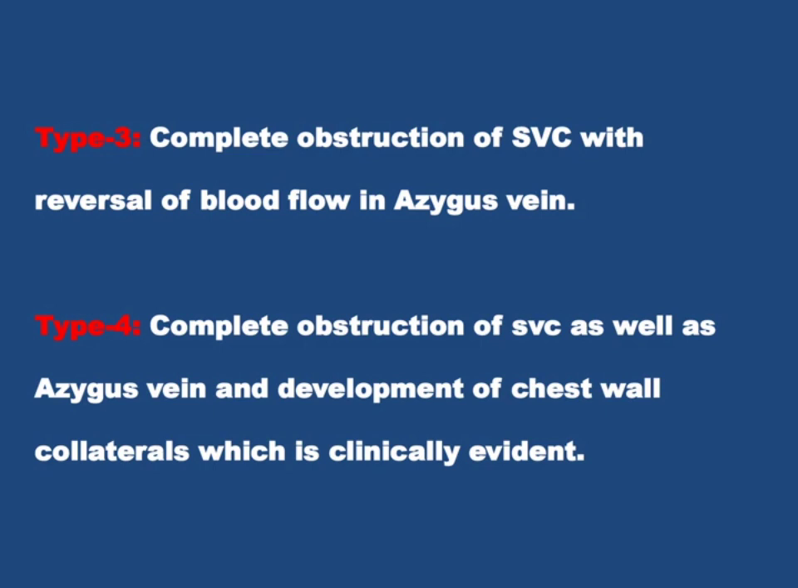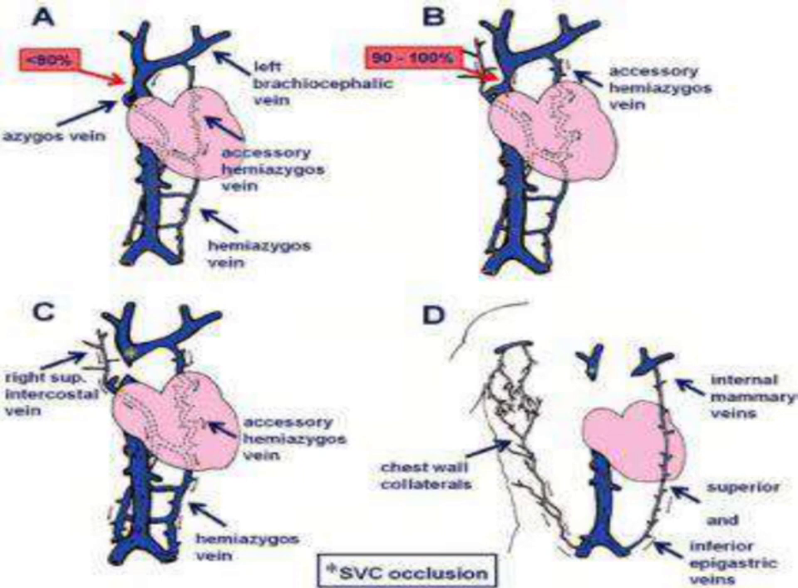Superior vena cava syndrome is basically categorized into 4 groups. First is partial obstruction, almost 90 to 100% obstruction, where patency of the azygos vein blood flow is maintained. The second is almost 90% obstruction, near complete obstruction of the superior vena cava, with patency of antegrade flow of the azygos vein, so the flow is maintained. In the third, there is complete obstruction of the superior vena cava, which leads to reversal of blood flow in the azygos vein, which finally causes the symptoms of superior vena cava syndrome.